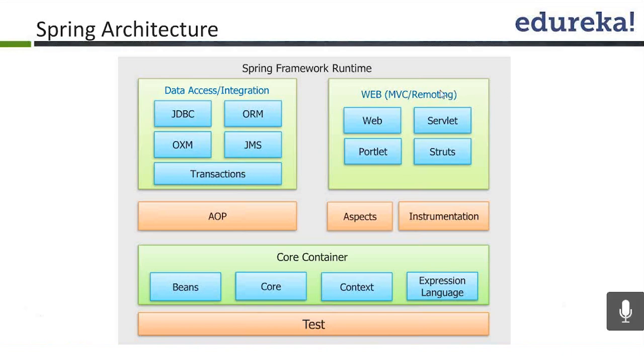Next, all these modules belong to a layer called data access or integration. Next, the web layer contains Spring Web, Spring support for servlets, Spring support for portlets, and Spring support or integration with Struts. For example, if I have a project which is already developed in Struts and you want to integrate it with Spring, that we call Spring Web. So the Spring Web module corresponds to that. And we have a concept called Spring MVC, where we use servlets. That is what we call a web application developed using Spring, because of Spring MVC only.